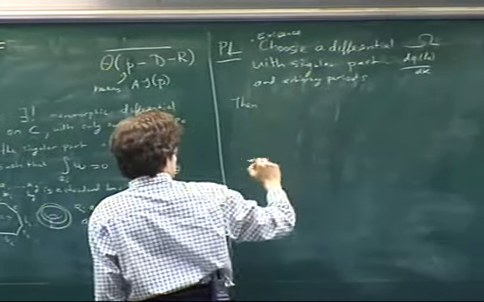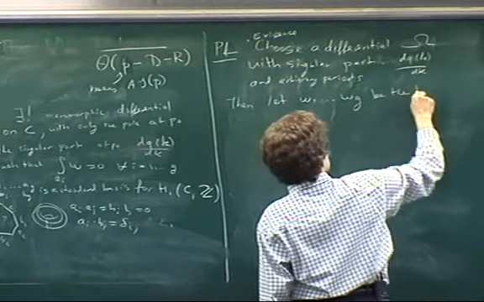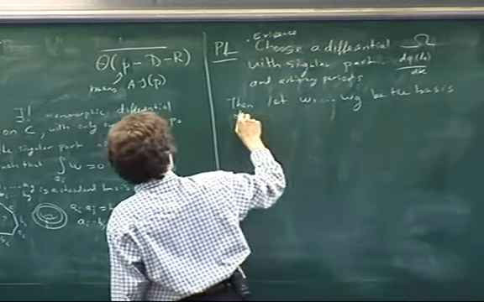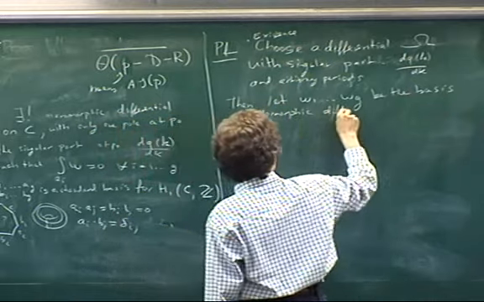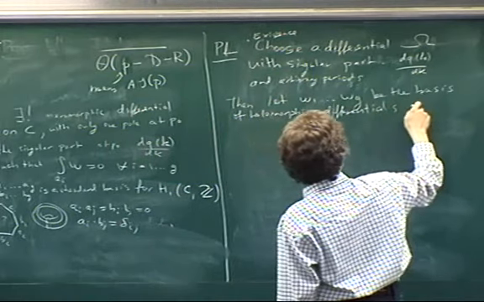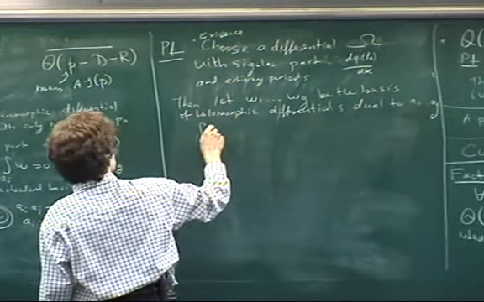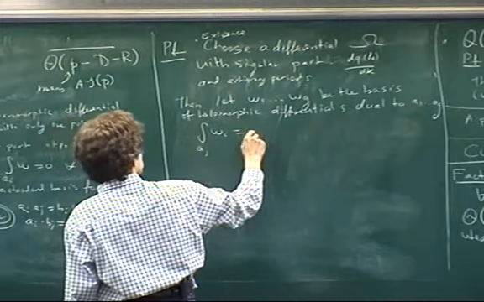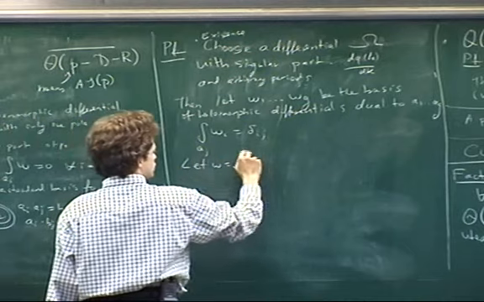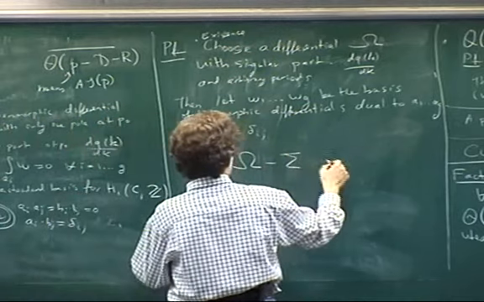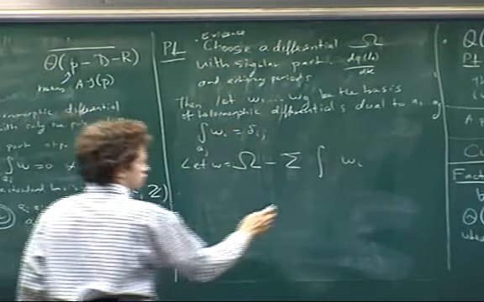Then we can just let omega 1, omega j be the basis of holomorphic differentials dual to A1 through Ag, which is to say that the integral of omega i over a j is equal to delta ij. Okay? And now we let omega be equal to the capital omega minus the sum of these guys, chosen in such a way that we just kill the coefficients.